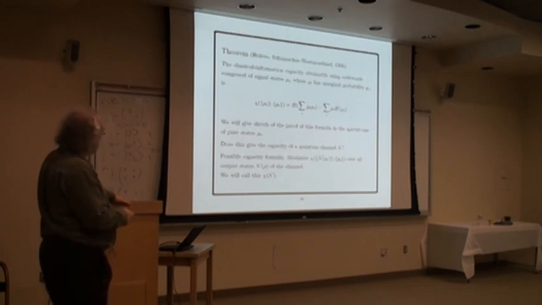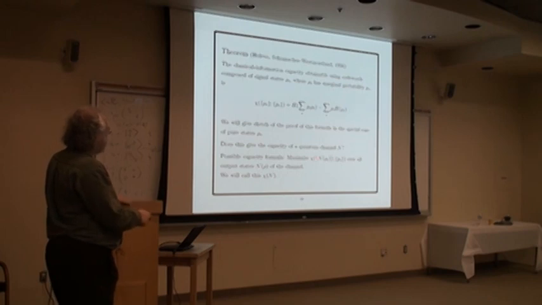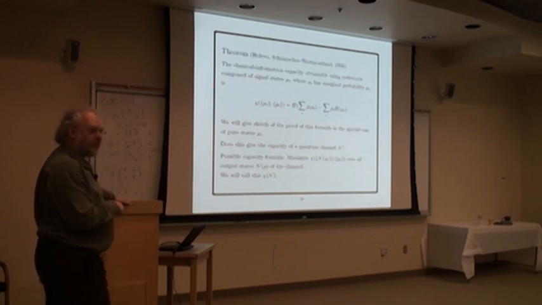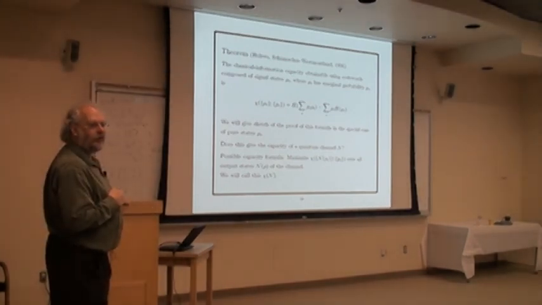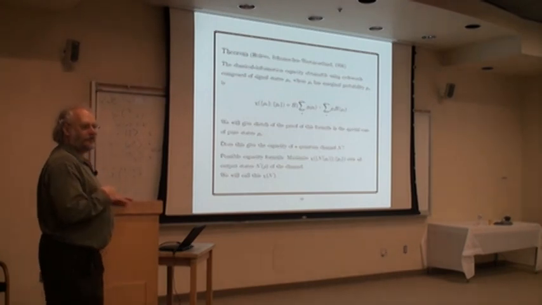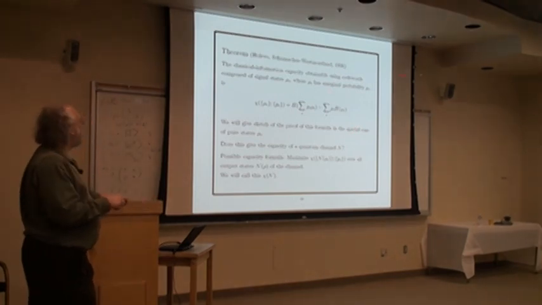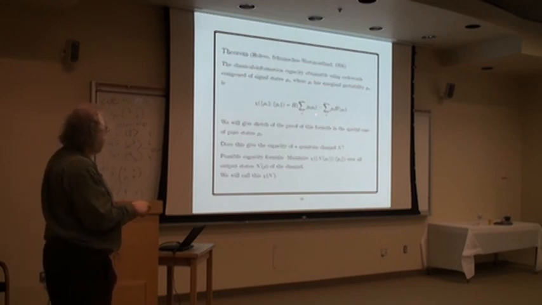And you could ask, does this give the capacity of a noisy quantum channel? The possible capacity formula would be to maximize this Holevo information over all possible probability distributions over output states of the channel. So this is a channel where now our symbols are rho sub i, whereas the symbols were pure states before. The inputs are i, and the output is a mixed state rho sub i. These rho sub i's have an average density matrix rho. This should be bigger than or equal to the previous capacity because it's a more general symbol.